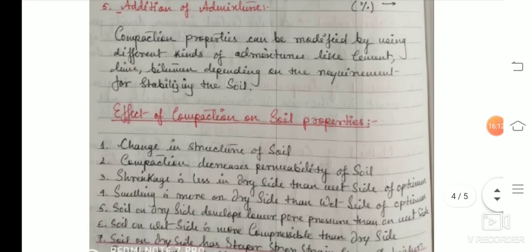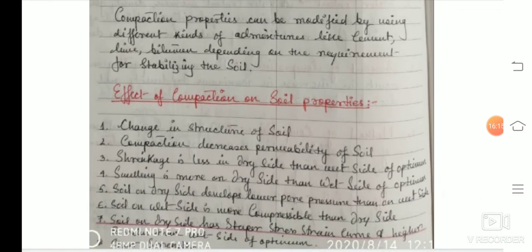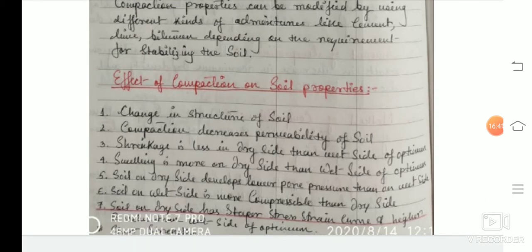So let us now shift to the effect of compaction on soil properties. So what does compaction do for the soil? The main aim of compacting a soil is what? We are improving some desirable property of the soil. So what are the properties that are desirable for a soil? That is reduction in compressibility, water absorption and permeability, increase in soil strength, increase in bearing capacity, and changes in swelling and shrinkage characteristics. So these are the main desirable properties that we want for a particular type of soil.